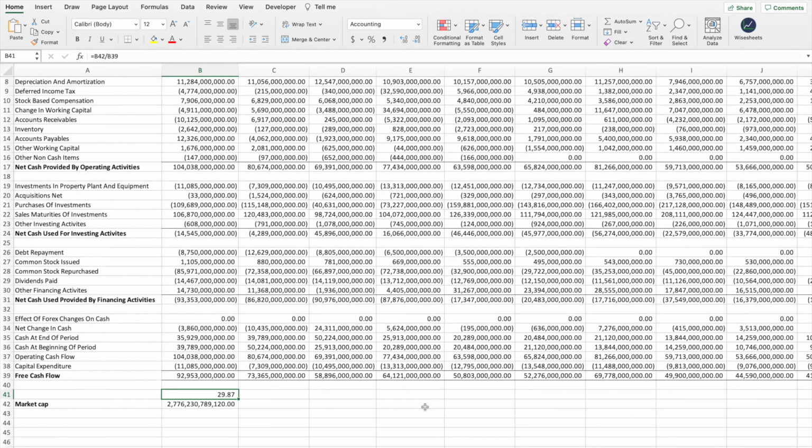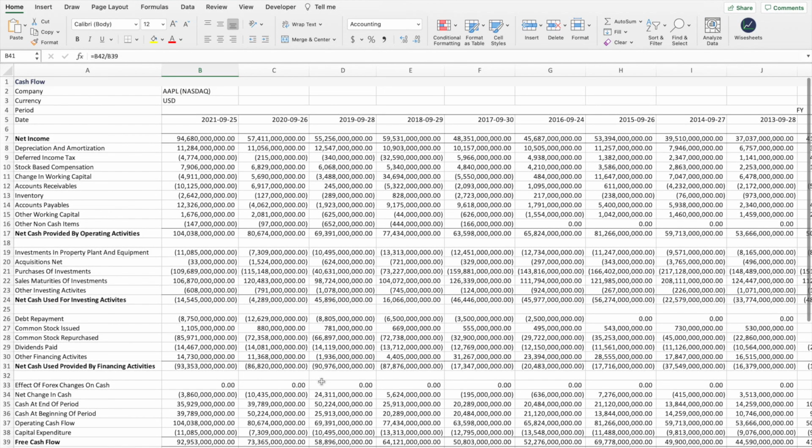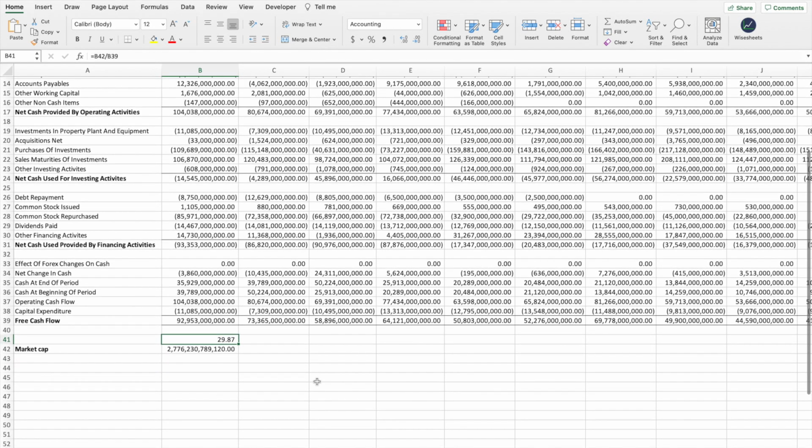Okay, so back to our Apple example here, we're looking at the cash flow statement. And here, this calculation is very simple, like I mentioned before. I can get the market cap using Wise Sheets, but you can easily Google this value. And then you take the market cap divided by the free cash flow of the company. Again, this could be on a quarterly or annual basis or even a TTM basis. And then you get the value, which in this case is 29.87.